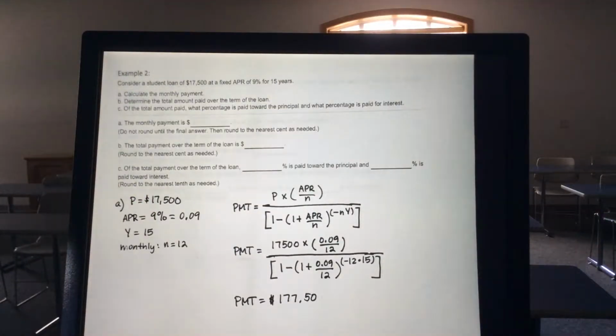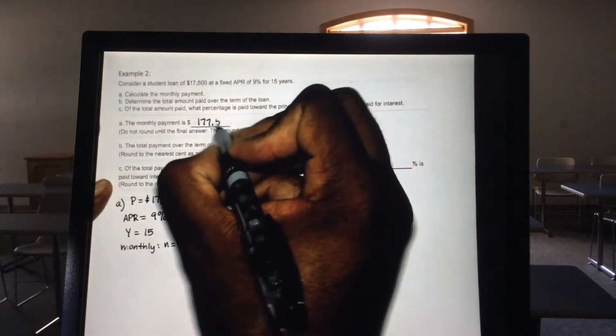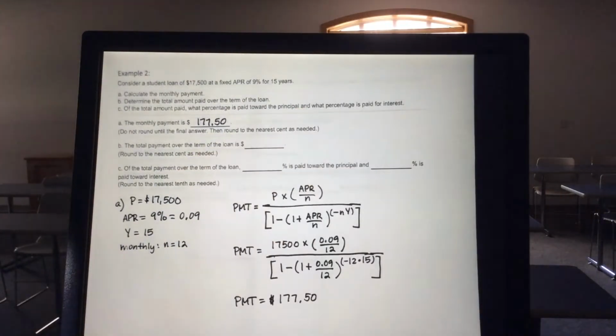That will be the monthly payment for this $17,500 student loan at a fixed APR of 9% for 15 years. So you'll be making monthly payments of $177.50. Okay, now part B is the total payment over the term of the loan.